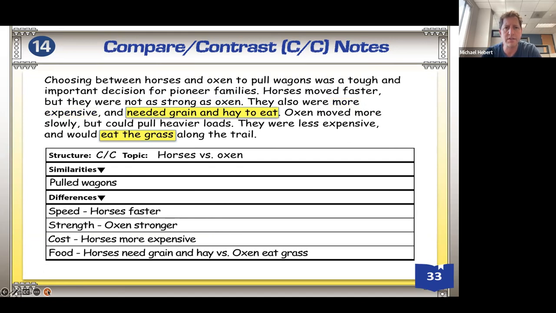And then they also needed grain and hay to eat, but oxen could eat grass along the trail. So the type of food that they eat is different. Horses need grain and hay, and oxen eat grass. So one thing that we want to do is model this. We can highlight for kids where the similarities and differences are, and then show them how to take notes in this way.